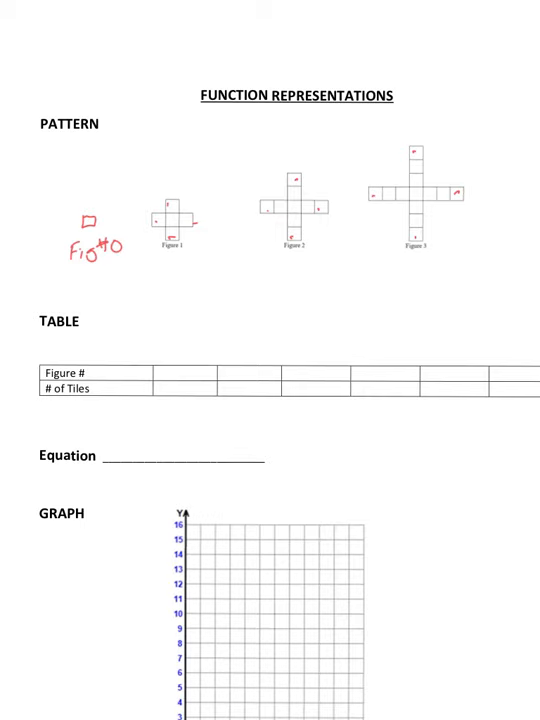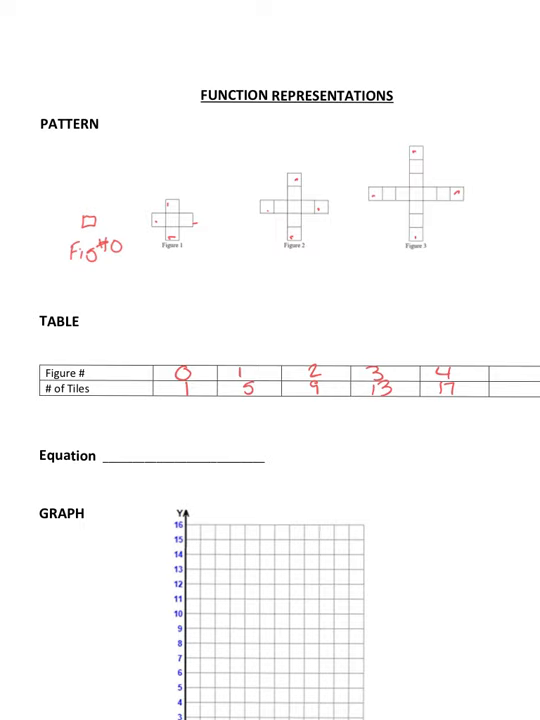So the two things we're looking at here again, the figure number, the number of tiles, this is a visual representation of that. For the table, we're just taking our figure numbers and our number of tiles and putting them together. So here there's 1 tile, 5 tiles, 9 tiles, 13 tiles, 17 tiles. This is the representation we're probably the most familiar with, the table representation.